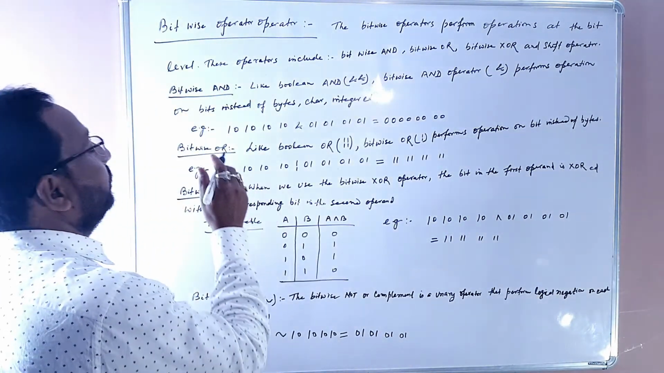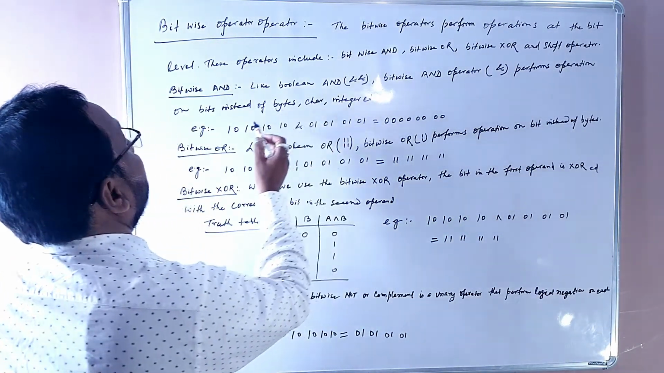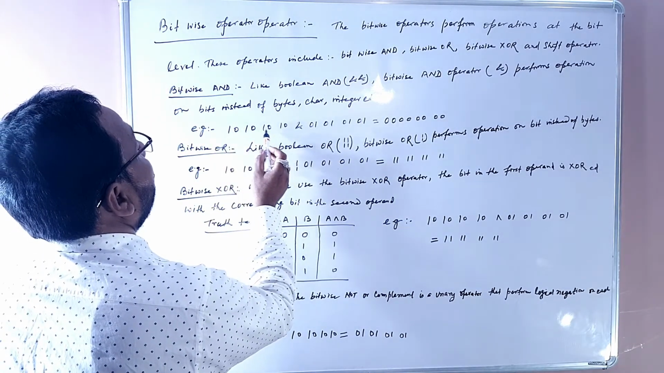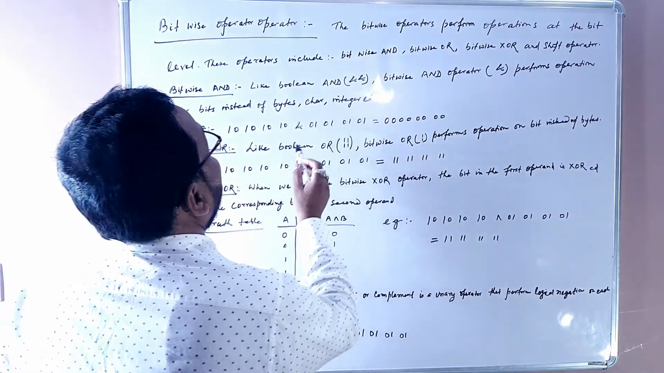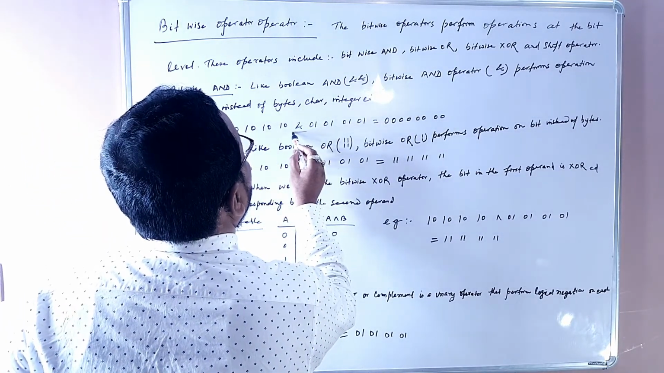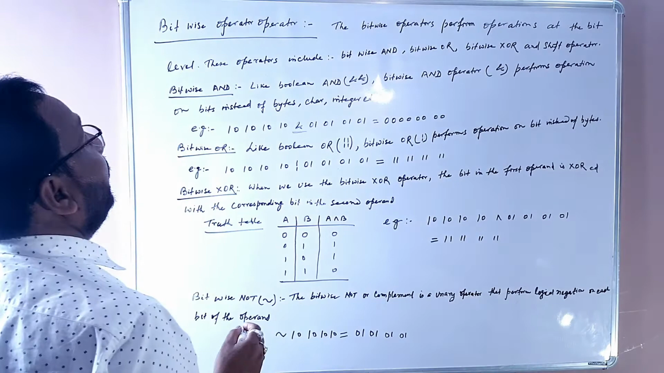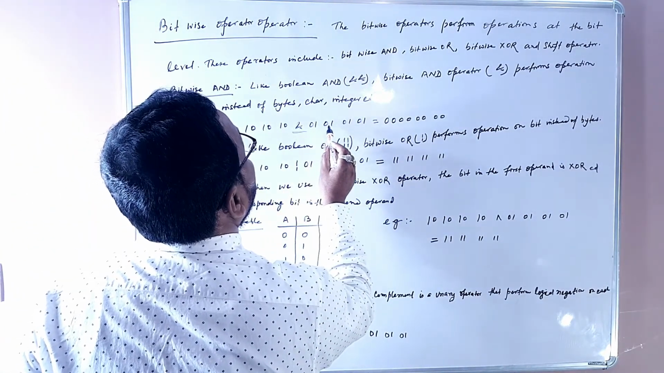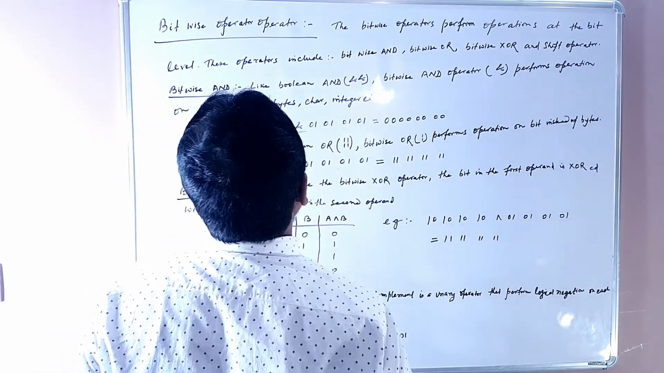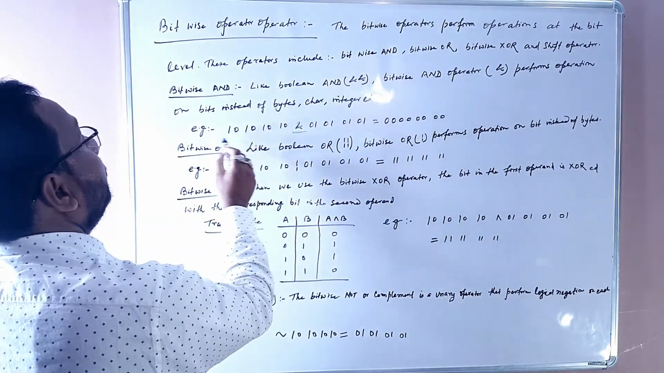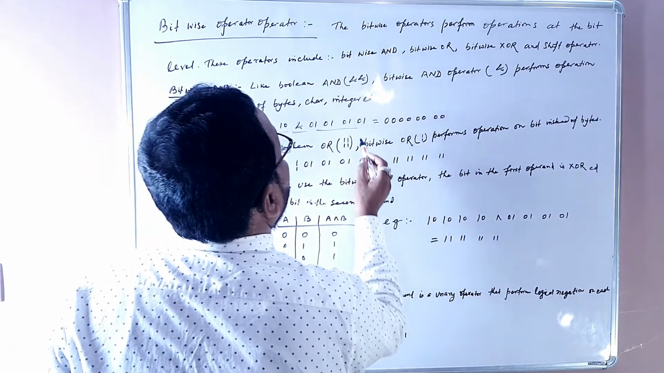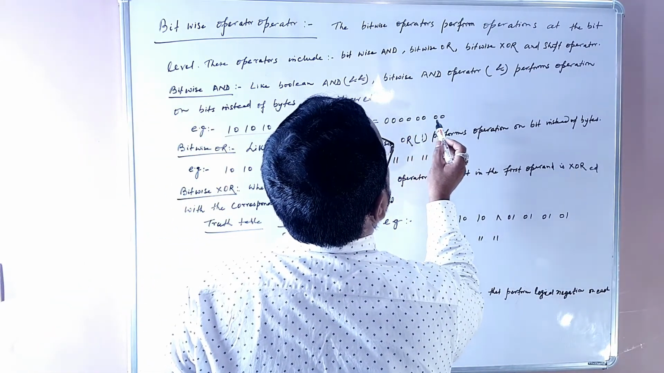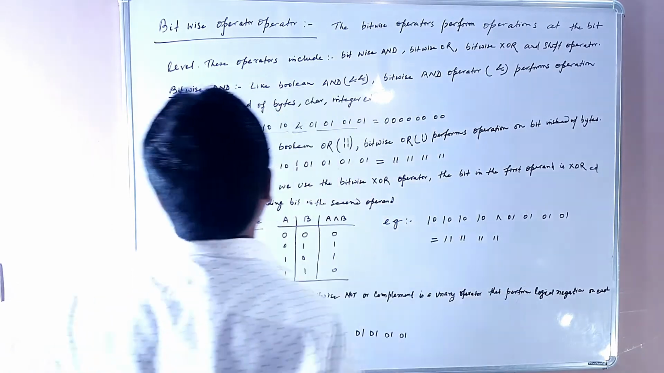Here, for example, 1010. This is the bitwise AND operator, and here 0101. When we AND this and this, the result will be 0000.